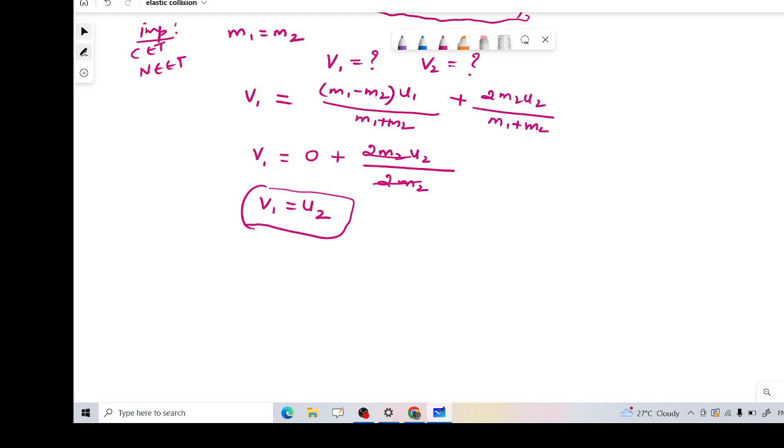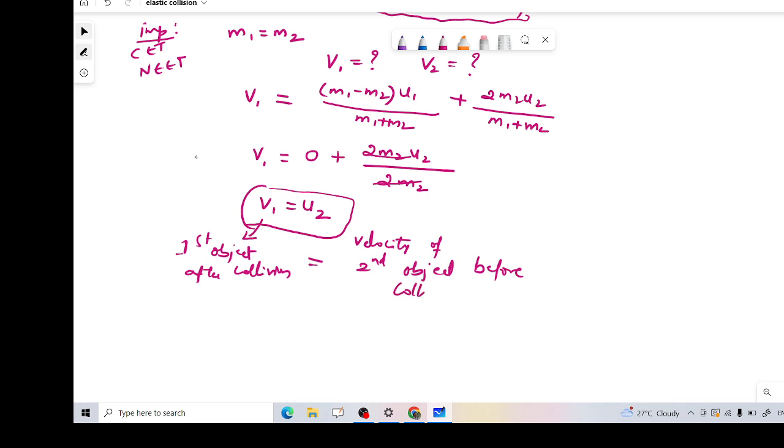See this, the velocity of the first object after collision will become the velocity of the second object before collision. So if both the masses are equal, then v1 will become equal to u2.